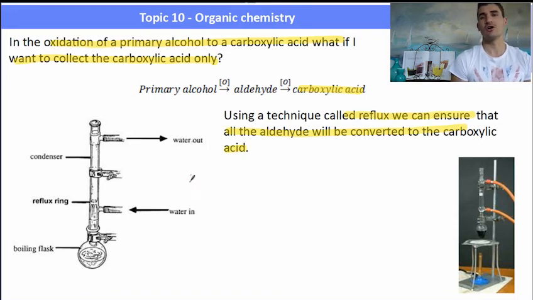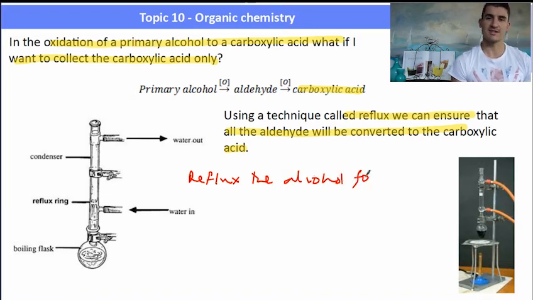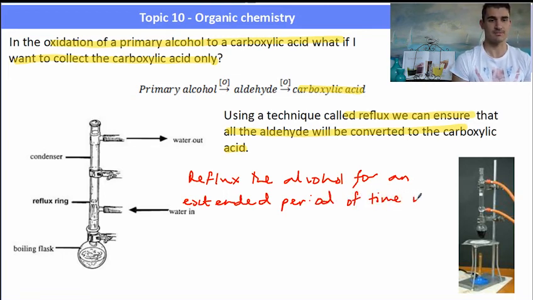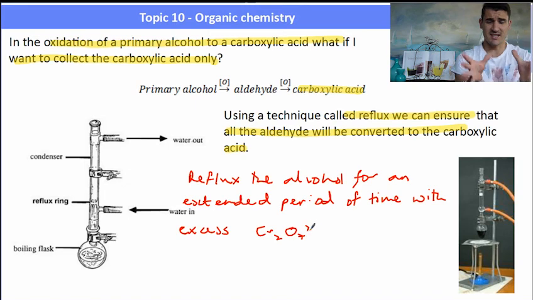So to make sure that we've got all of the acid and none of the aldehyde, we reflux the alcohol for an extended period of time, and we make sure that we have an excess of the dichromate ions to ensure that all of the alcohol is transformed into the carboxylic acid. And this can take a fair bit of time. I remember one time at university I was asked to do this process and I had to sit looking at a fume cupboard for like 6 hours just to make sure my alcohol went to my acid.